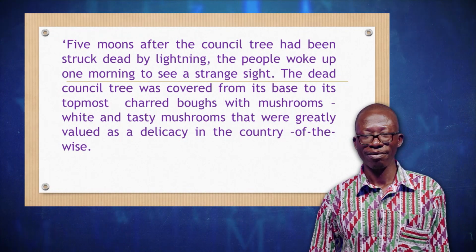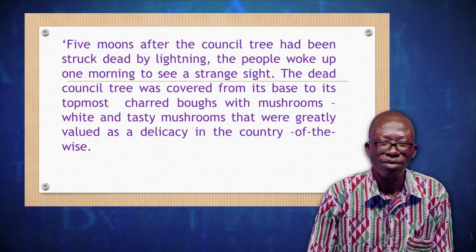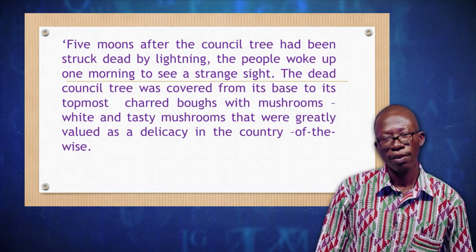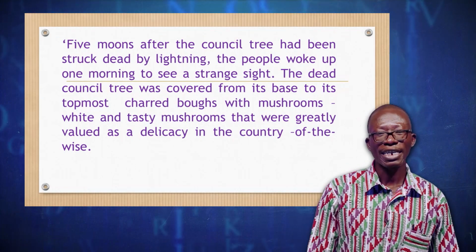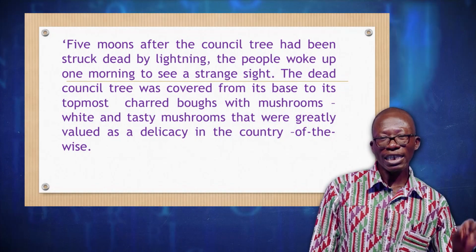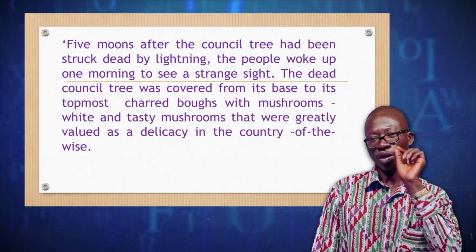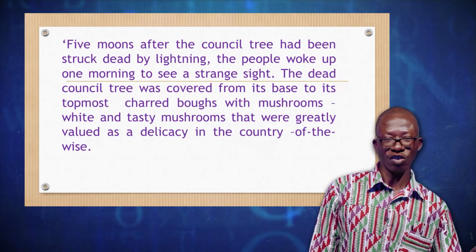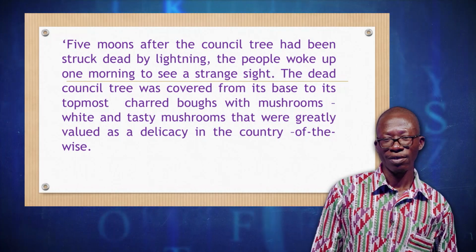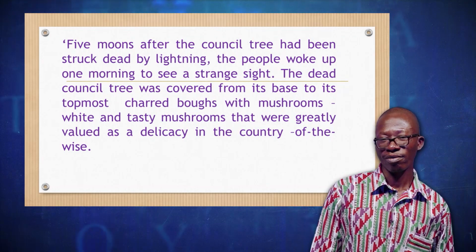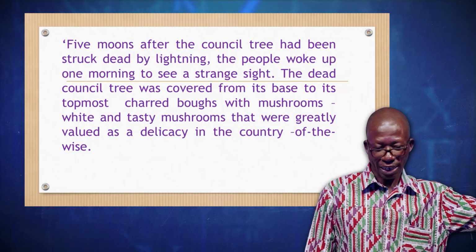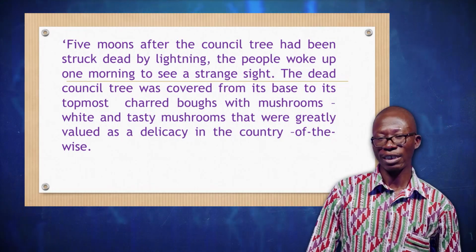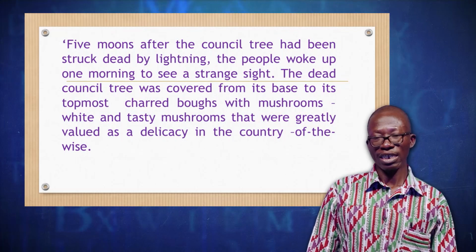Another clause there. Now, what is the subject-verb relationship in our first clause? Five moons after the council tree. So the council tree is the most important subject there. The council tree, or tree. Which tree? The council tree. Five moons after is telling us when the action we are going to identify happens. So the council tree is a subject.